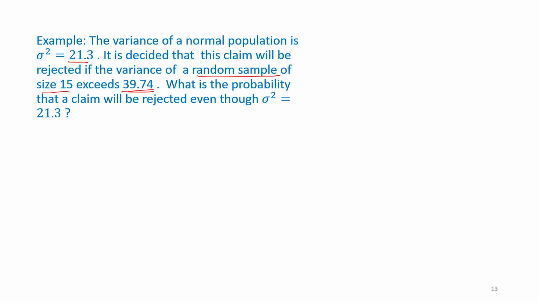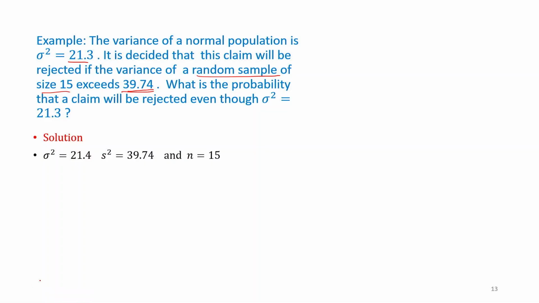Suppose there is some understanding between the customer and the producer, that the customer chooses samples of size 15, and then measures the variability. And it is decided that if it is more than 39.74, then the claim will be rejected. That is, it will be considered that the variability is more. So what is this probability?